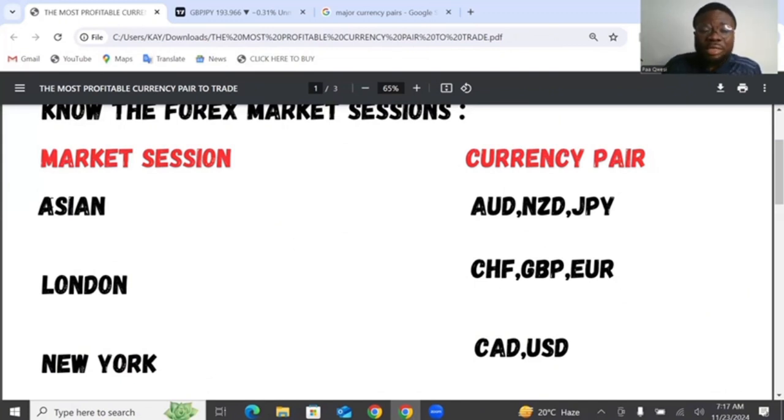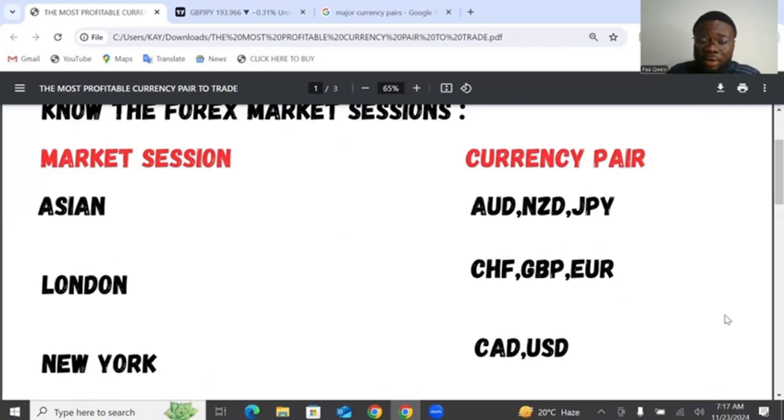So these are the various sessions, and these are the various currency pairs that are active within that session or within the market open. So when you are selecting the currency pair, this is how we are going to go by it. These are the simple formula I'm going to give you when you are selecting the currency pair that you are trading.